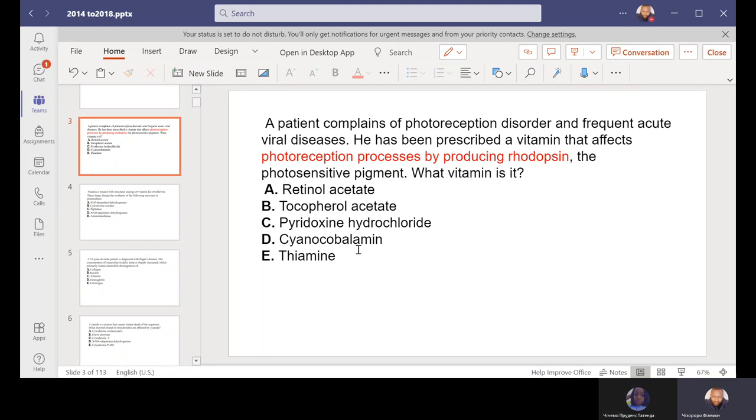Cyanocobalamin, this one is vitamin B12. Its deficiency causes which kind of anemia? Megaloblastic anemia. In most cases, you need to remember the following things. Firstly, intrinsic factor is needed for absorption of vitamin B12. Intrinsic factor is synthesized by the parietal cells of the stomach. So if a patient has gastritis or a gastric resection, those things can reduce the amount of intrinsic factor, therefore reducing absorption.